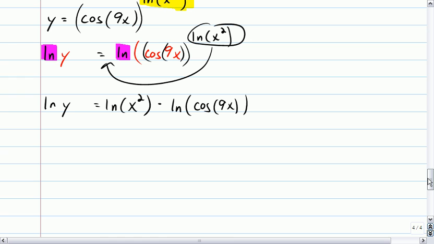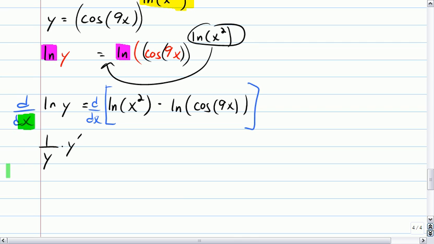Alright, now I can do some calculus. The derivative with respect to x, so d dx of the left must equal d dx of the right. So the derivative of the left is 1 over y times y prime. That y prime is showing up because we're taking the derivative with respect to x, and the inner function is y.